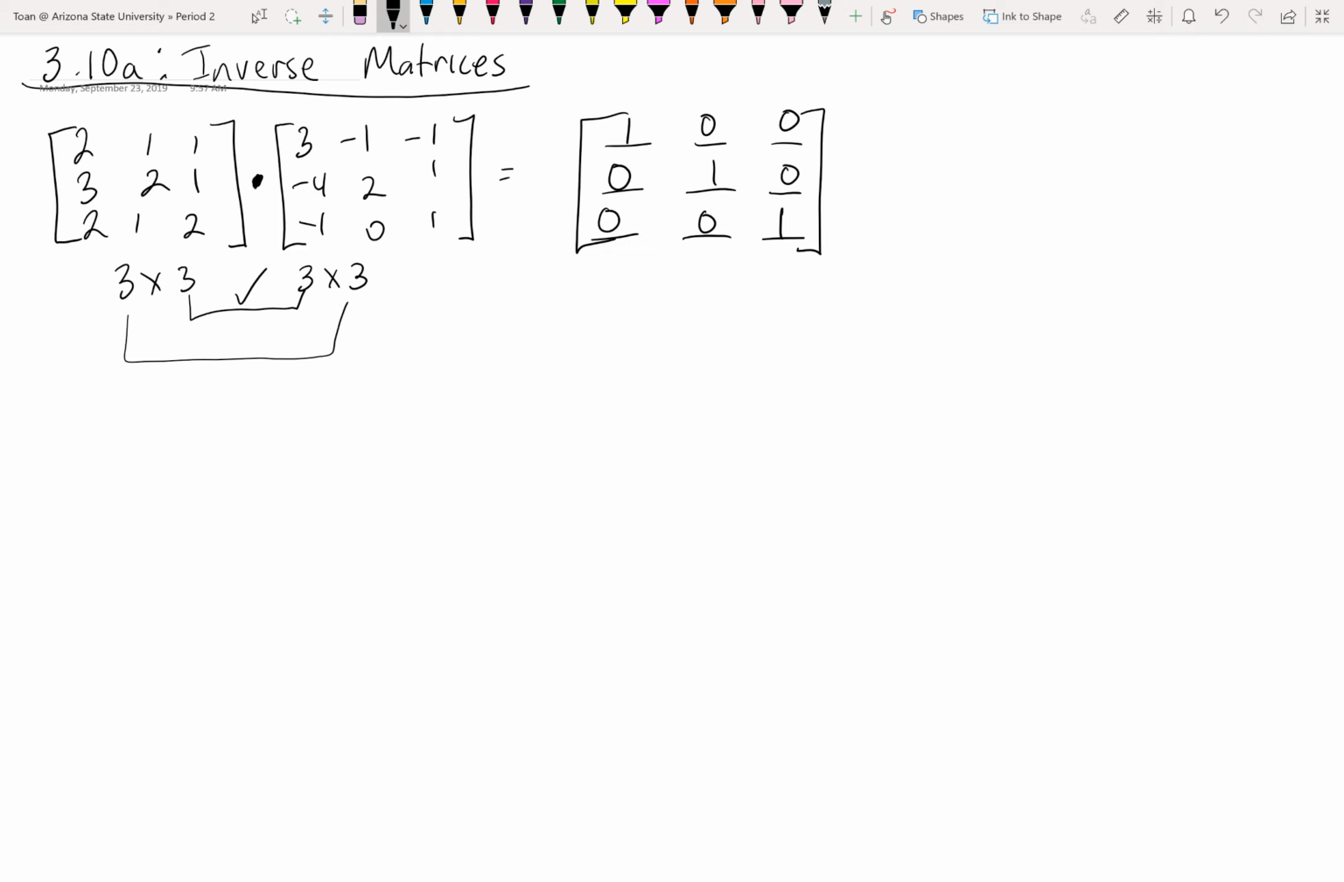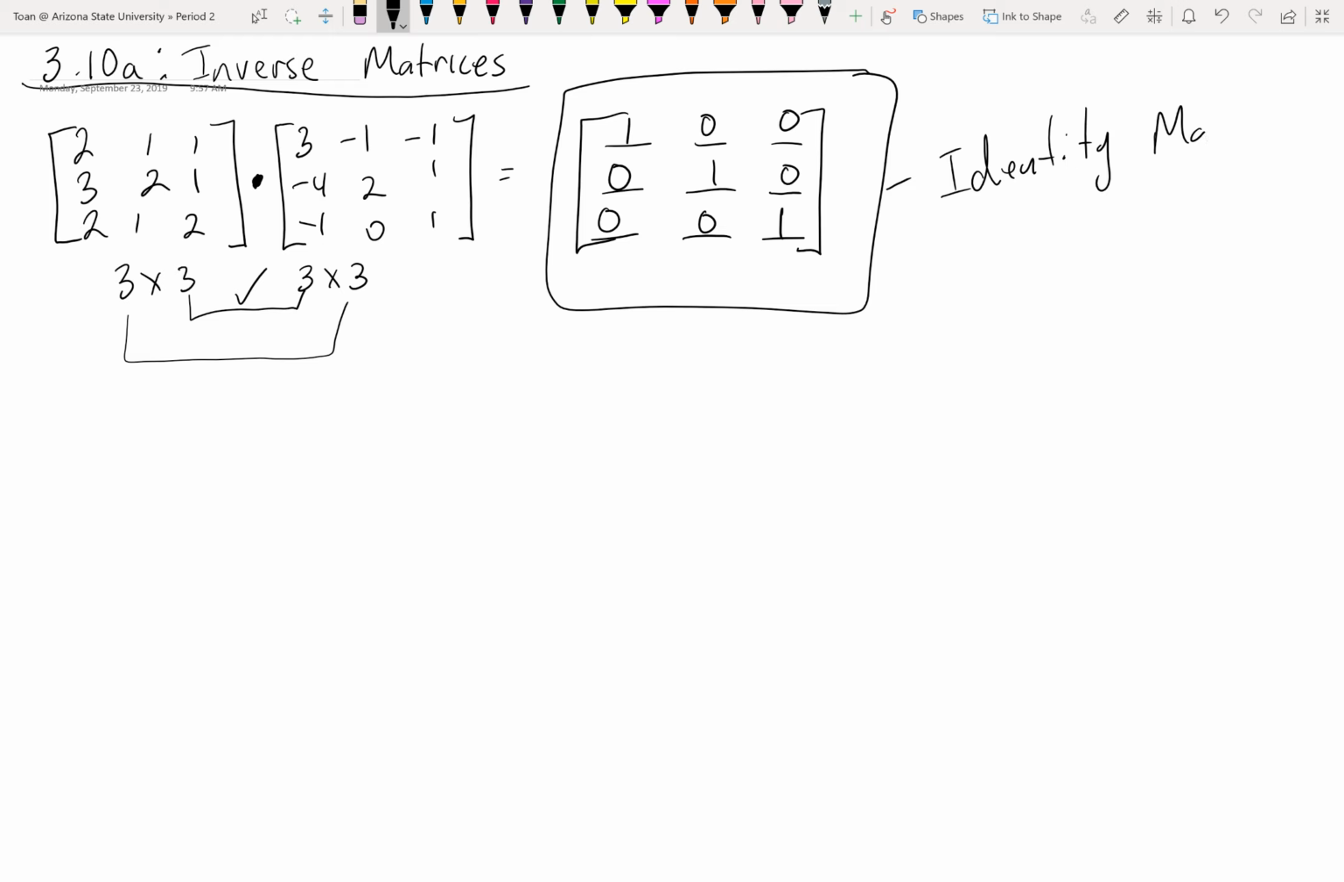Now, in the world of matrices, this is called an identity matrix. Specifically, it's a 3 by 3 identity matrix. Identity matrices are the matrix equivalent of the number 1. So what happened here was these two matrices, when I multiply them together, did stuff to each other to give you basically the equivalent of the number 1.